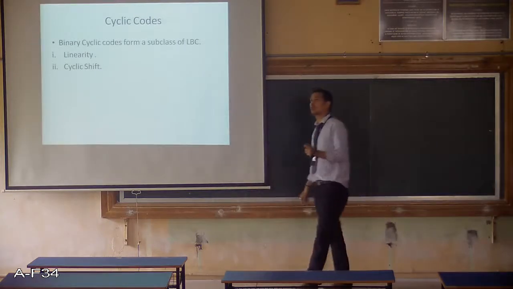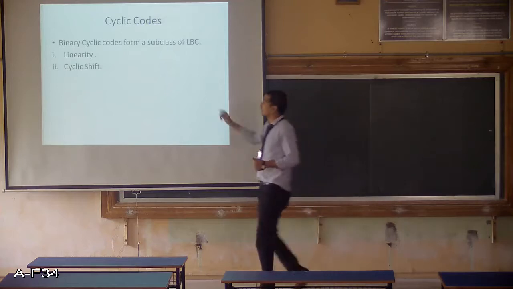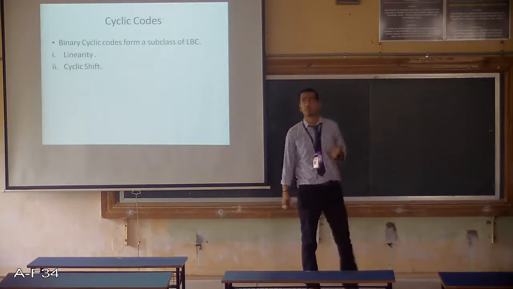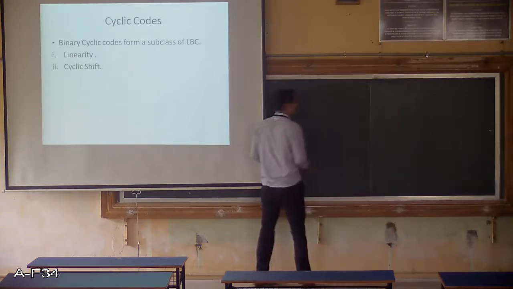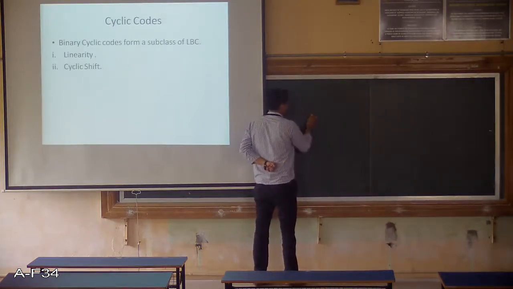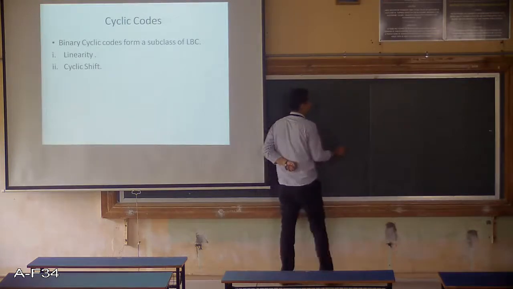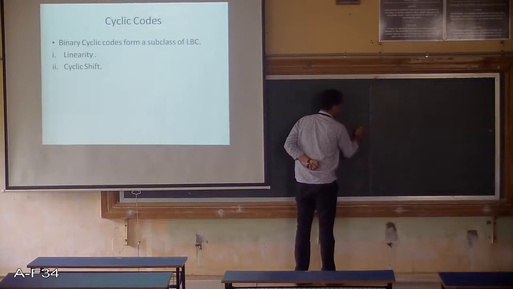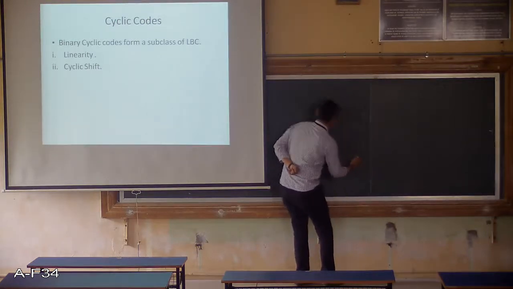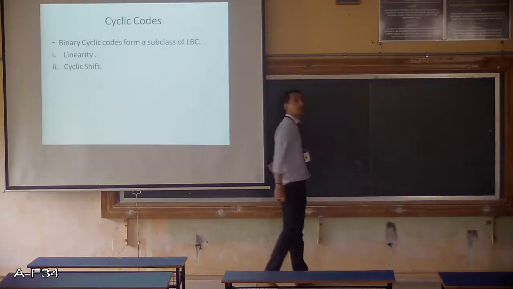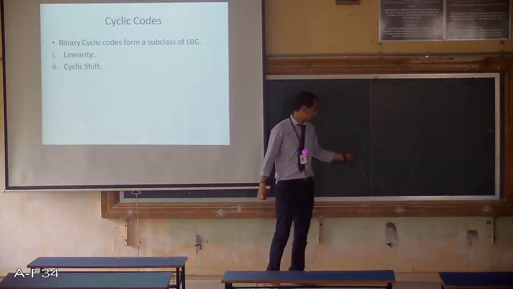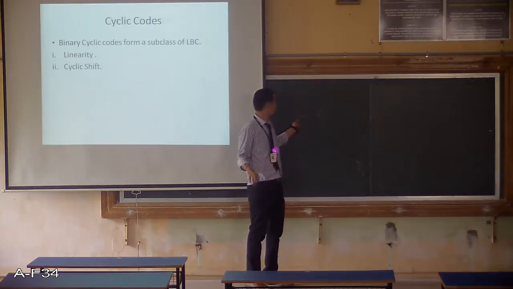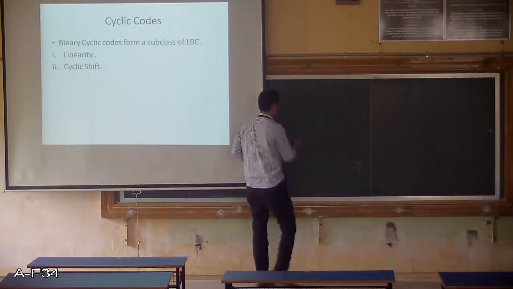To call any code binary cyclic, it has to satisfy two properties, that is linearity and cyclic shift. What is this linearity and cyclic shift? I'll explain. Suppose I have a set of code words, and I have a code vector with code words C1, C2, C3, C4, Ci and Cj. Let us generalize it with Ci and Cj. Add these two.